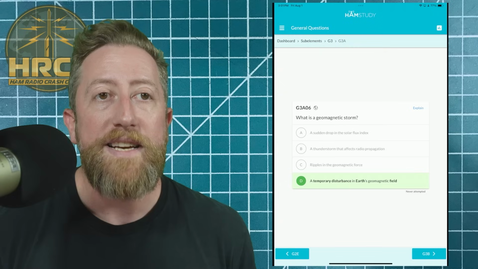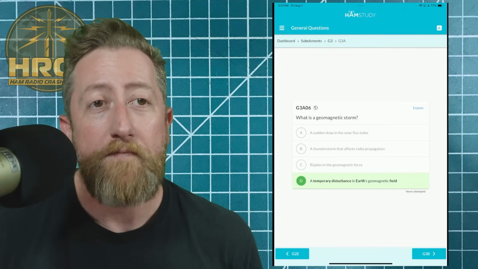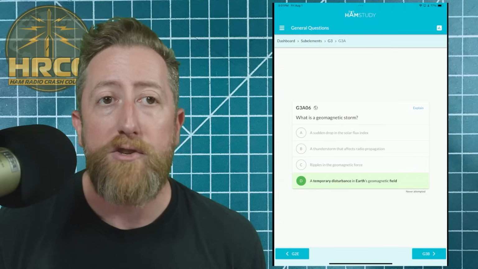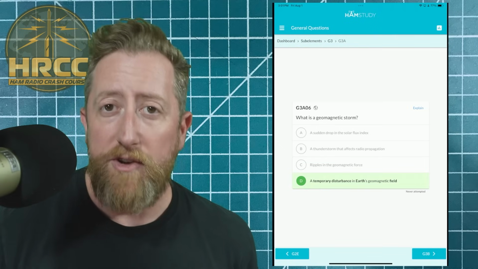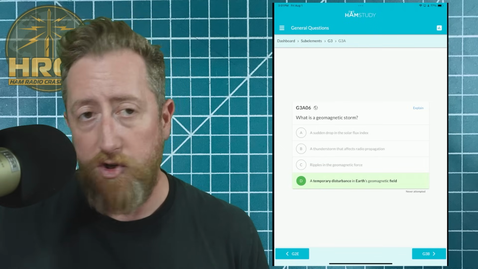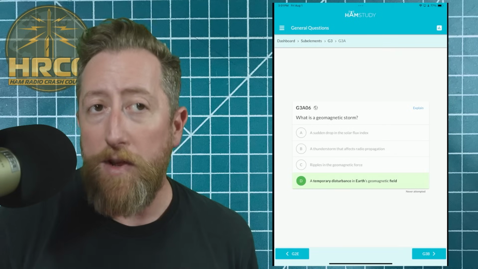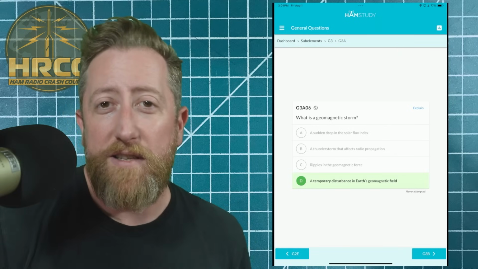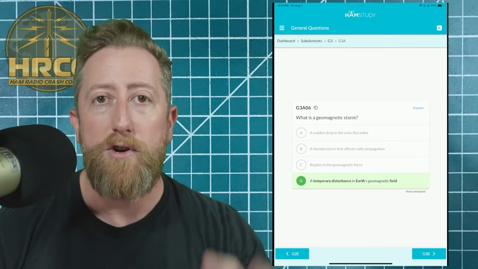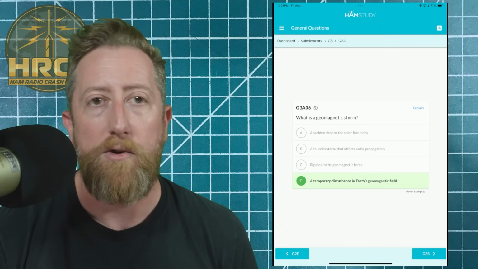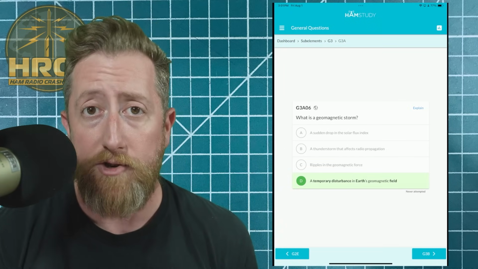Question 6, what is a geomagnetic storm? And it is a temporary disturbance in the Earth's geomagnetic field. We have a field around the Earth. It is the geomagnetic field, and when the sun spews out some of the energy that it has, it can disturb that, which will cause radio wave propagation to change, if not shut it down in some cases.